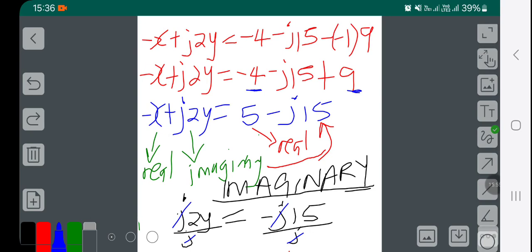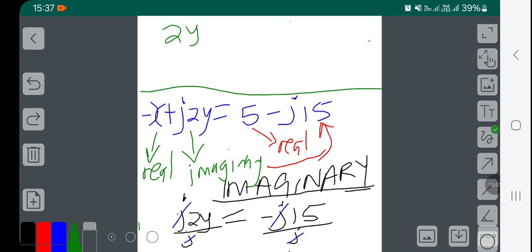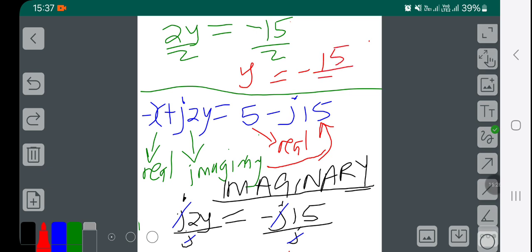Now what is left? I'm now left with 2y on the left hand side. Then on the right hand side, I'll be left with negative 15. Now how to find y? Divide both sides by 2. Therefore your y, let me use red color, y is equal to negative 15 over 2. So this is your y. So this is how you get your y.